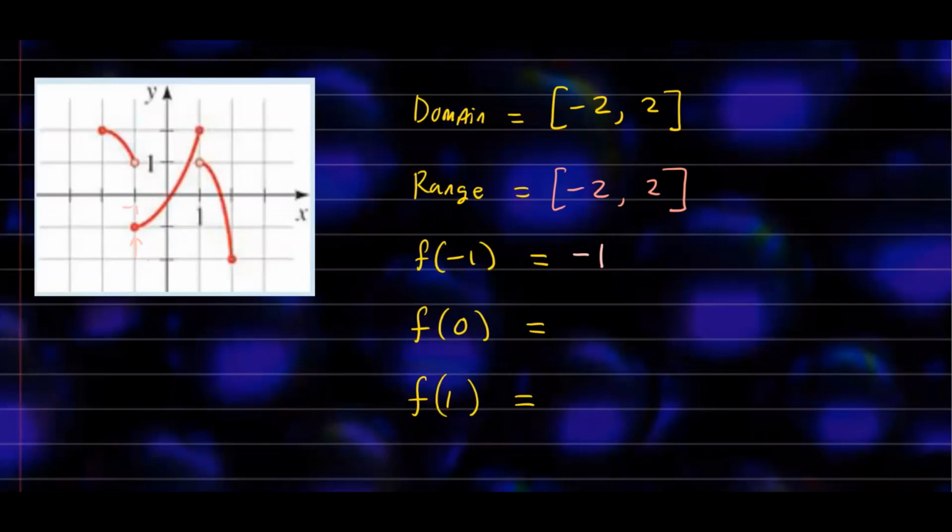Now f of 0, so 0 is right here. And it looks like the function is defined at that point. I'm just going to estimate, I will just call f of 0 to be 0. It looks like it goes through (0, 0).